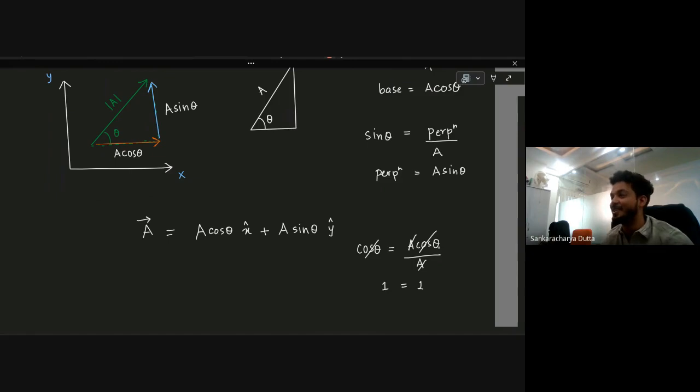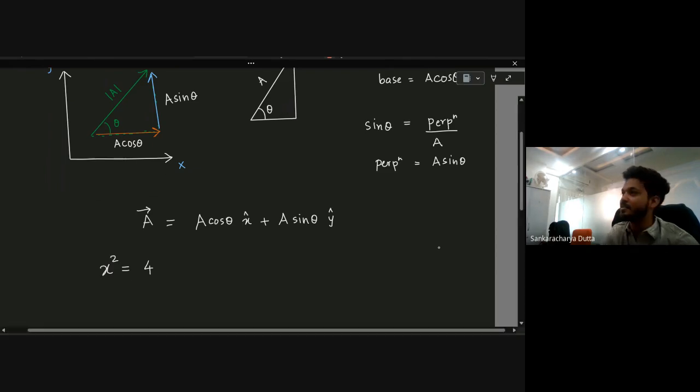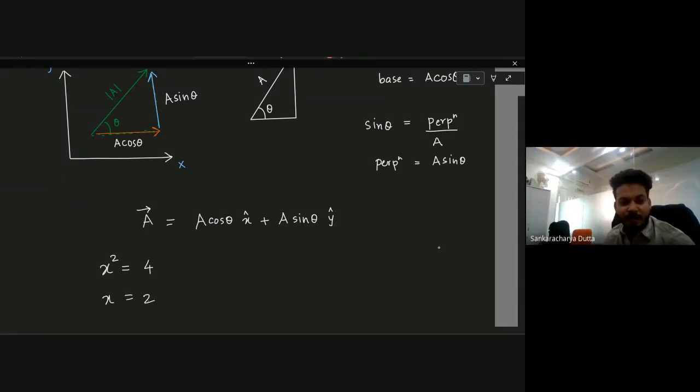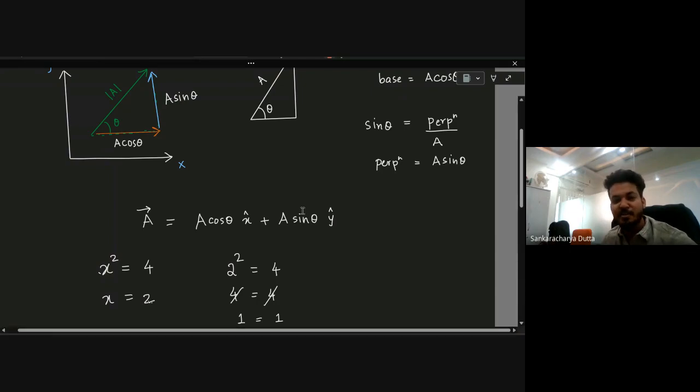You just proved that 1 is 1. For example, let me give you an equation, and help me solve this. X square is equal to 4. Help me solve this, Aditya. X is equal to 2. Okay. Now put this 2 back in this original equation. 2 square equals 4. 4 equal to 4, cancel out. 1 equal to 1. Is the answer 1? No, sir. Did you understand your mistake?